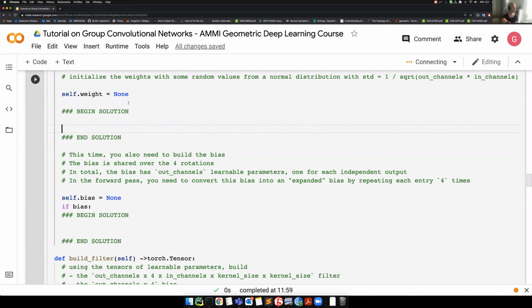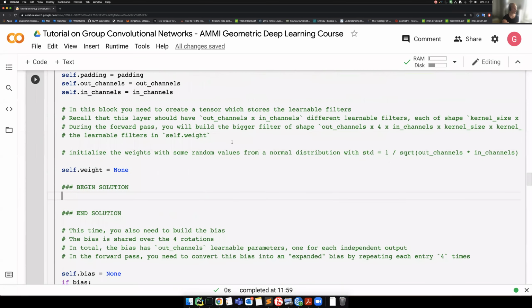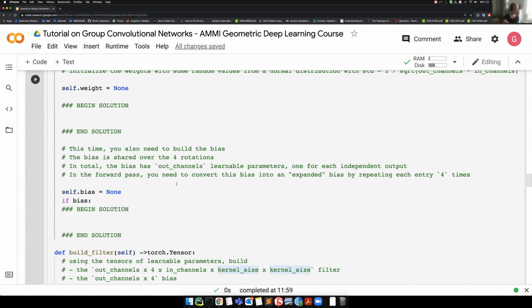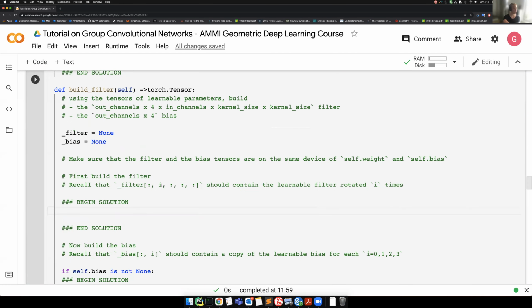So as in a normal convolutional neural network, here you would build self.weight equals some tensor of shape output channels times input channels times kernel size times kernel size. And when you're here, you're just going to build a bigger filter, which contains the 4 rotated copies of this filter just stacked on top of each other, but along this dimension. Is that making sense? I don't want to give away the full solution. I want you to try a bit to implement it. But if you find difficulties on this part, we can maybe have a chat and try to figure out how to implement it.